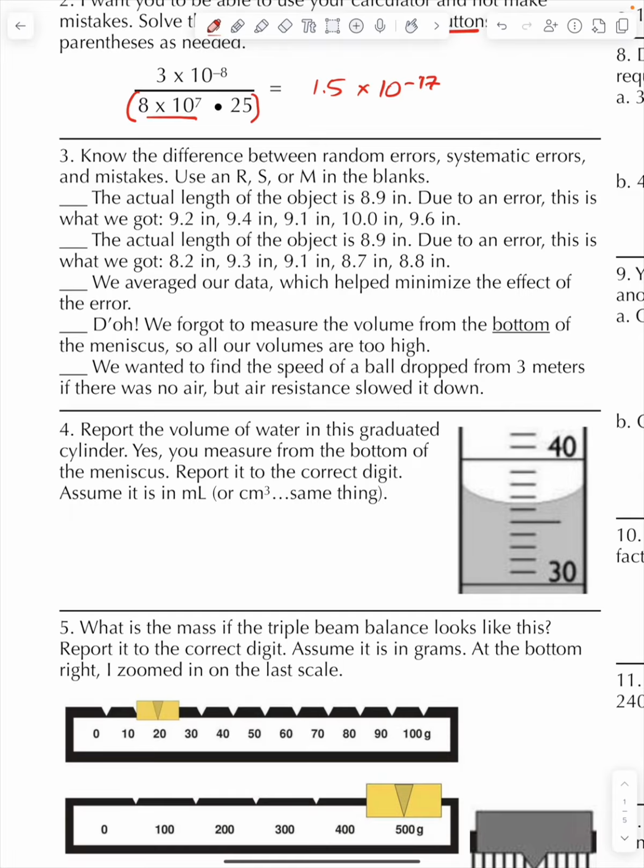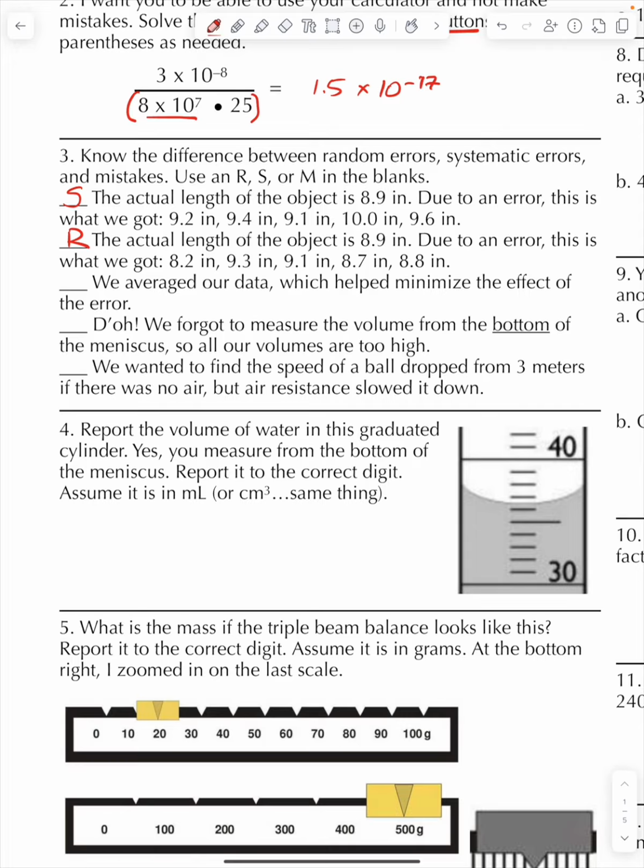The actual length of an object is 8.9 inches. Due to an error, this is what we got: 9.2, 9.4, 9.1, 10, 10.6. Notice they're all too big. So to me, that sounds like a systematic error. The actual length is 8.9 inches. Due to an error, we got 8.2, 9.3, 9.1, 8.7. Notice how we're missing it to both sides. So that is a random error. It causes people to miss on either side of the actual value.